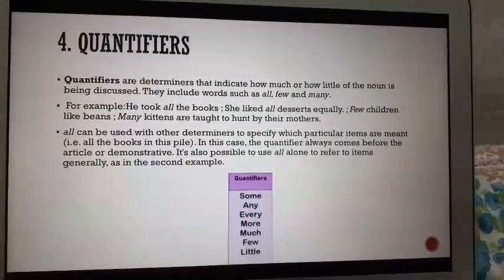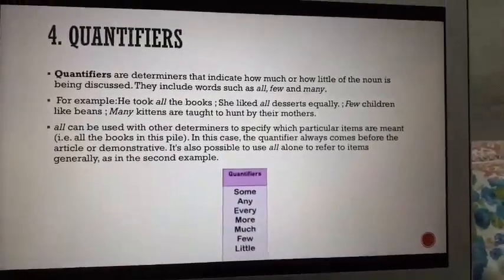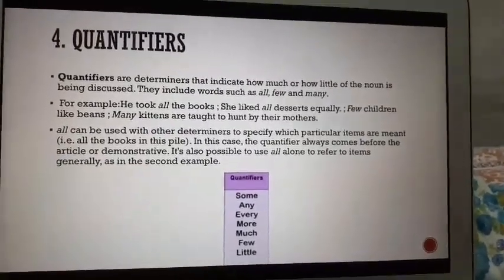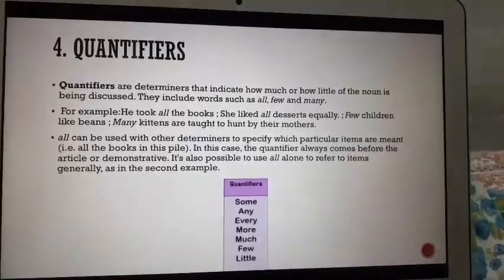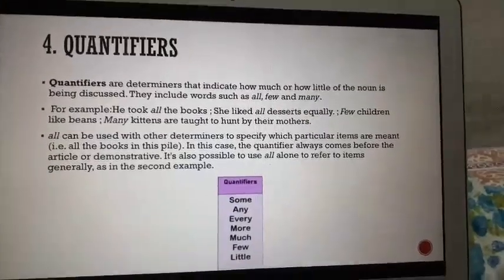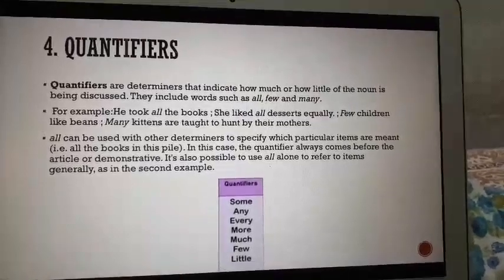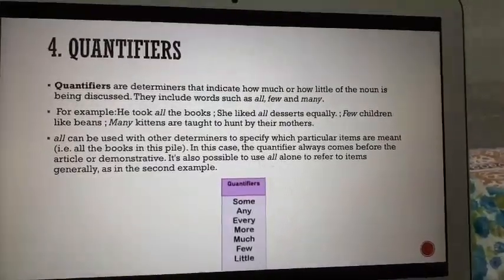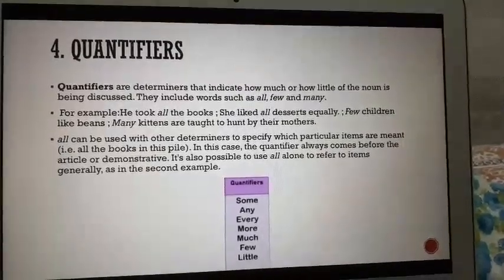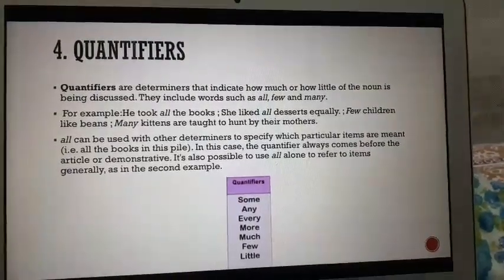So quantity, you're telling how much or how little about the noun. A determiner which is a quantifier would tell you if the noun is little or more or much, however it is, right? They include words such as all, few and many. For example, he took all the books. She liked all desserts equally. Few children like beans. Many kittens are taught to hunt by their mothers.